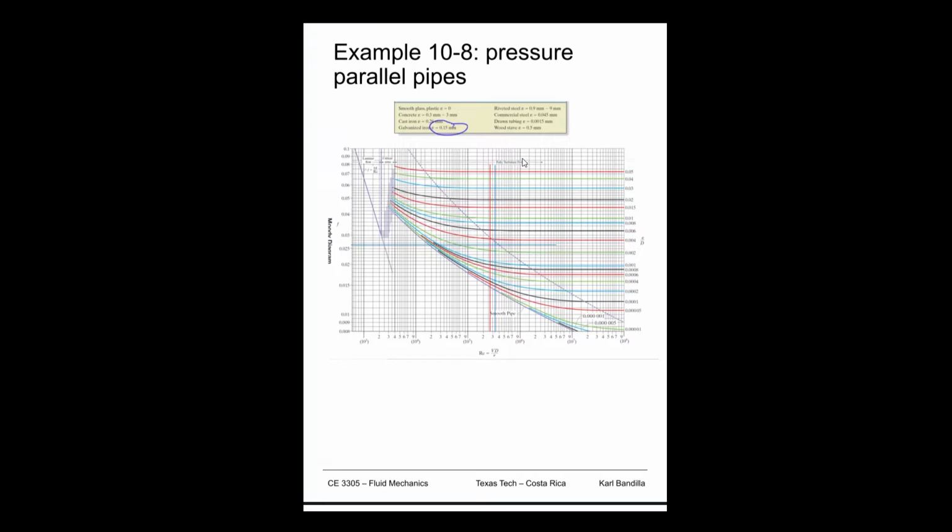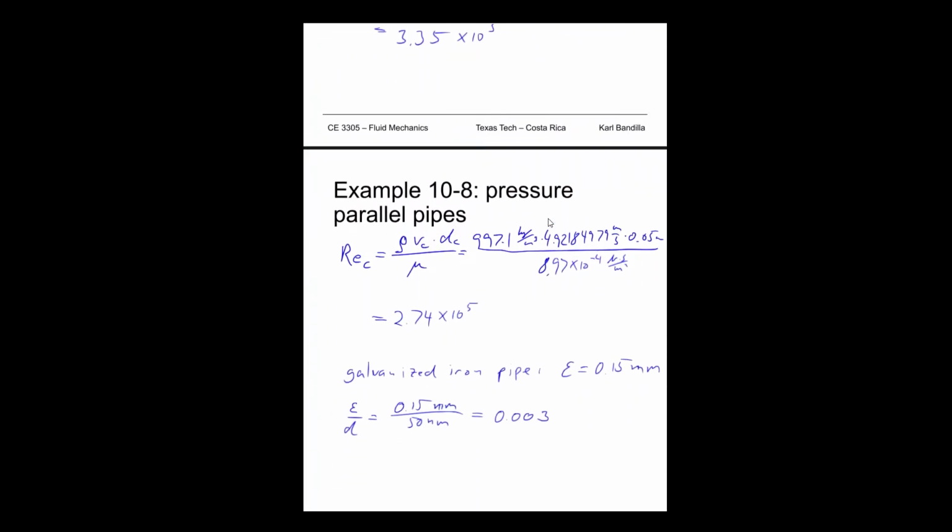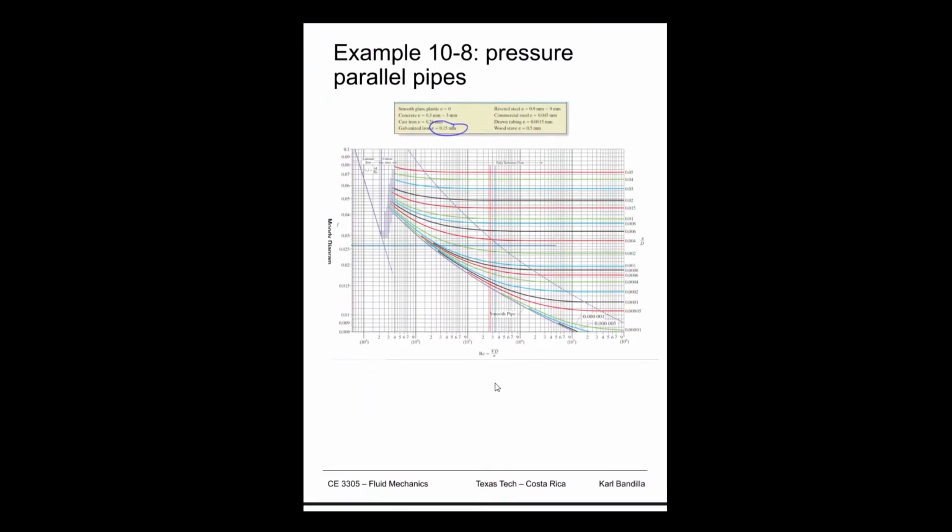So in our Moody diagram, we have our Reynolds number at B was 3.35 times 10 to the 5, that's my blue line right here, and this one here, my red line, is 2.74 times 10 to the 5. Now, some of these are a little hard to distinguish. You just have to kind of put them in there.